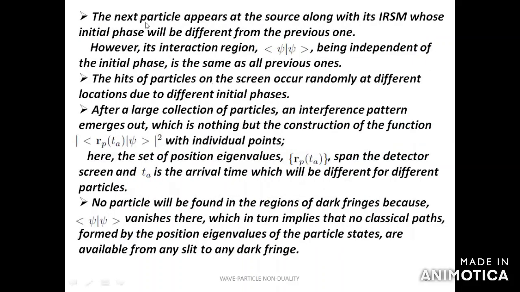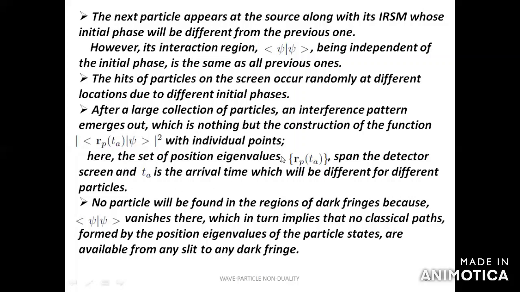Okay, this is the same thing I explained, written down here. Different particles with different phases will arrive at different locations. But for all of them, the interaction region is the same. What is the interaction region? This inner product with psi is the interaction region for all the particles. Whatever the global phase is, it disappears because of this psi star; it will cancel. But psi will make the particle land on the screen at different places. So if you collect all these points, it is like plotting, constructing this function using many small different points.